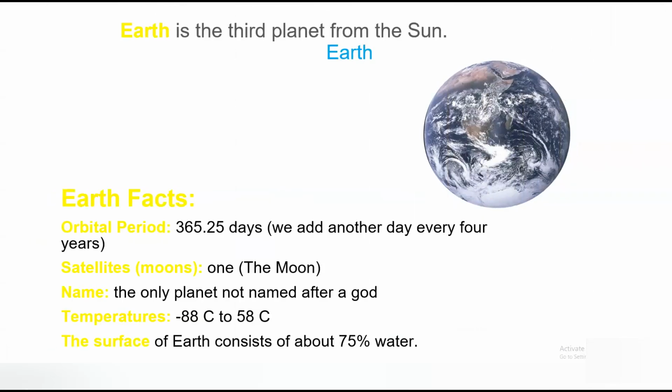The Earth is the 3rd planet from the Sun. It's the planet that we live on. 365.25 days. So what we do is we add another day every 4 years. We call that the leap year. Temperatures, anything from negative 88 to 58 degrees. 75% of the Earth consists of water.